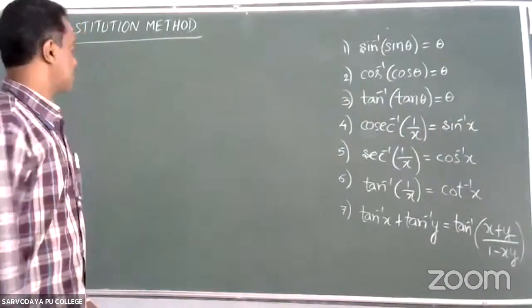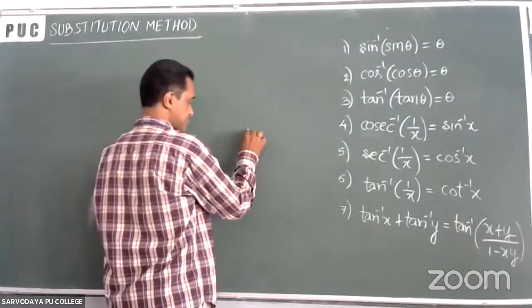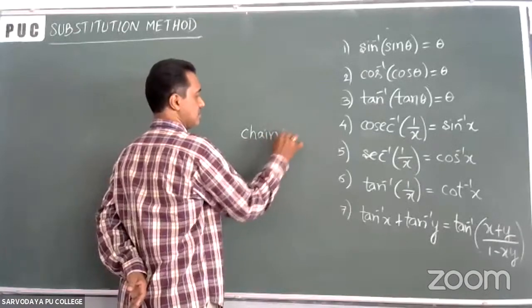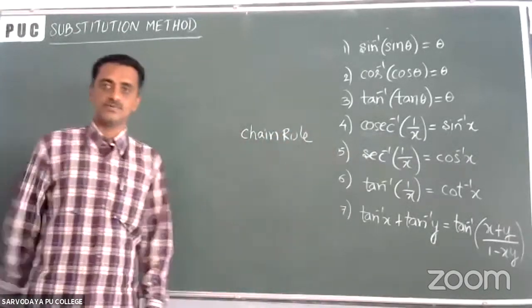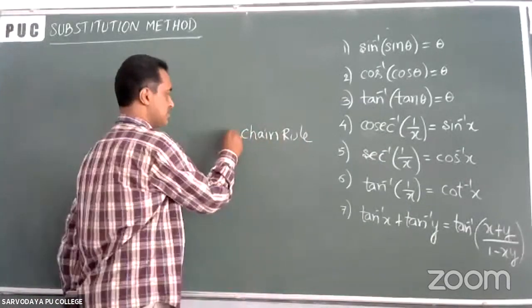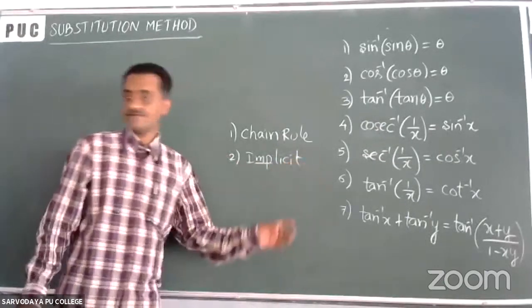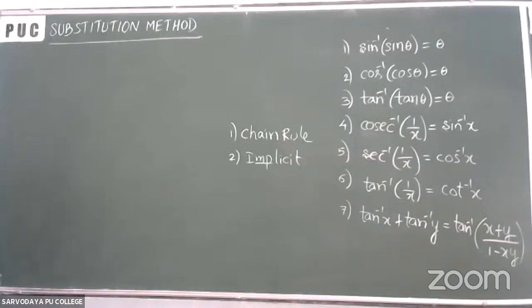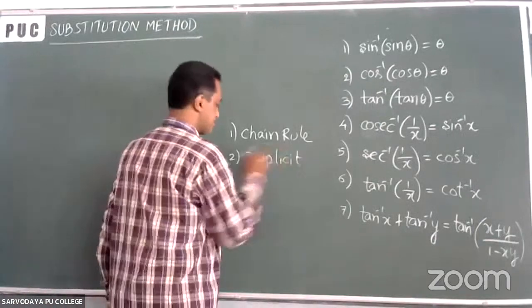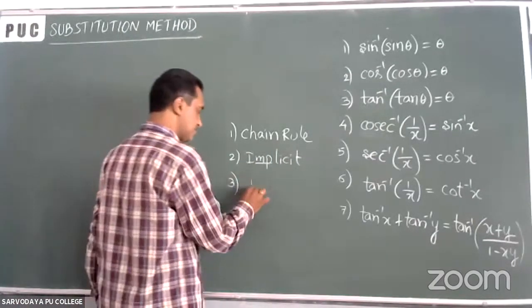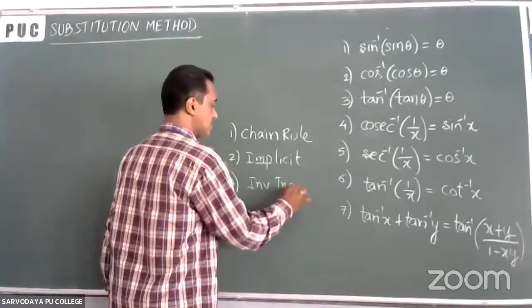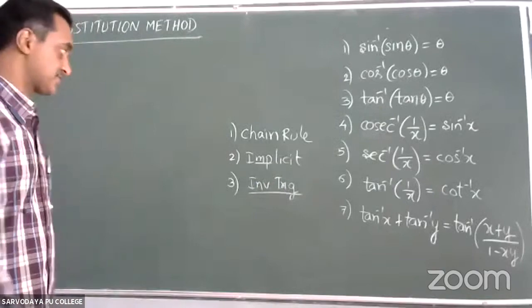Okay. See, so far we have learned differentiation of composite functions by chain rule. That is the first one we have learned. Second one, if we have implicit functions, how to differentiate that implicit function? We have learned that, right? Implicit functions. Now we have learned the derivatives of inverse trigonometric functions.